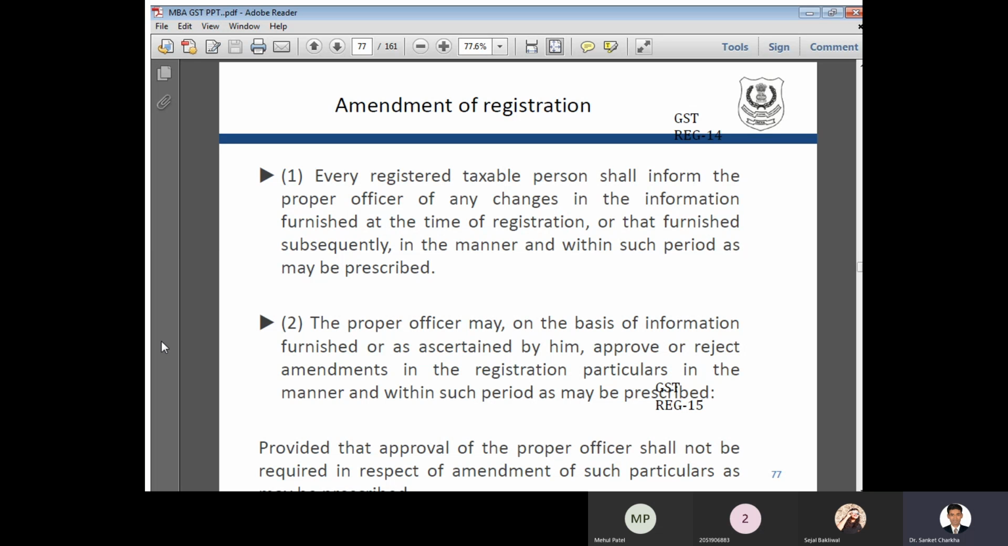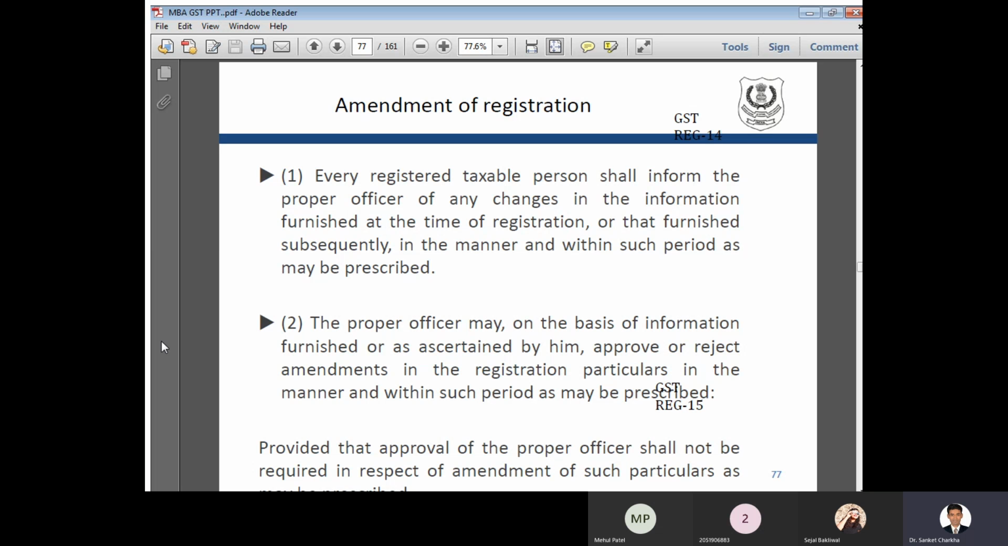So, based on the amendments that have been provided, the officer may see whether the amendment is required or not required, and accordingly they can provide the approval or rejection for the GST certificate. Provided that approval of the proper officer shall not be required in respect of the amendment of such particulars as may be prescribed.